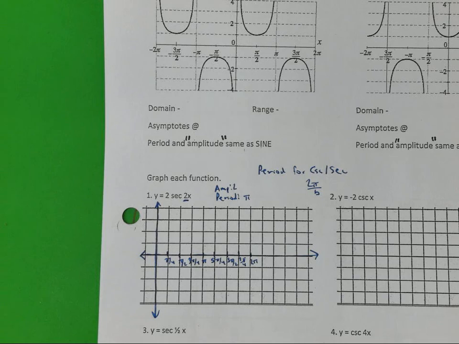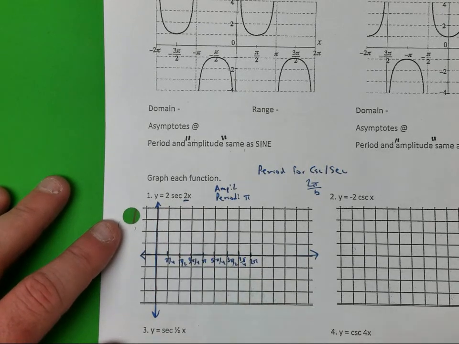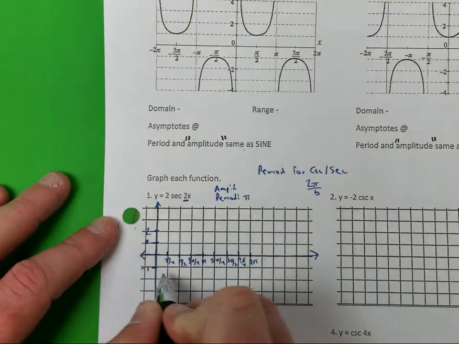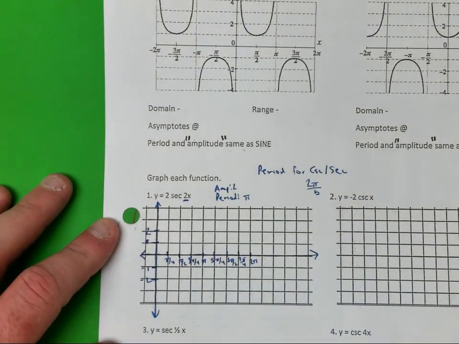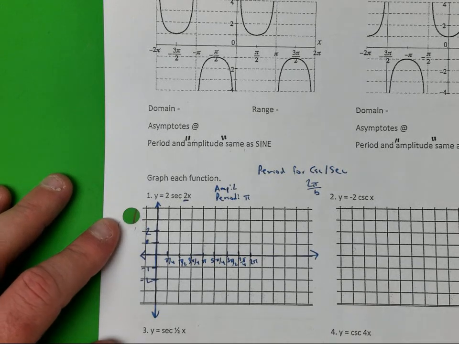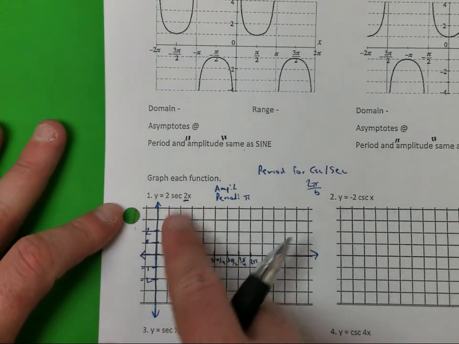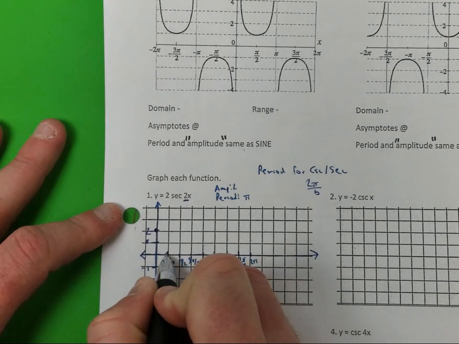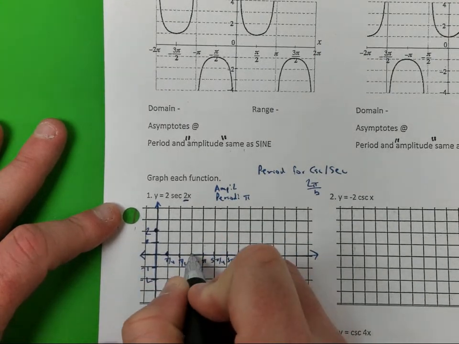Alright. Now, this is secant, is related to cosine. The amplitude is 2. Alright. So secant is the reciprocal of cosine, so it's related to cosine. Remember, cosine starts up at the amp. So I'm going to go here, and I'm just putting dots right now.